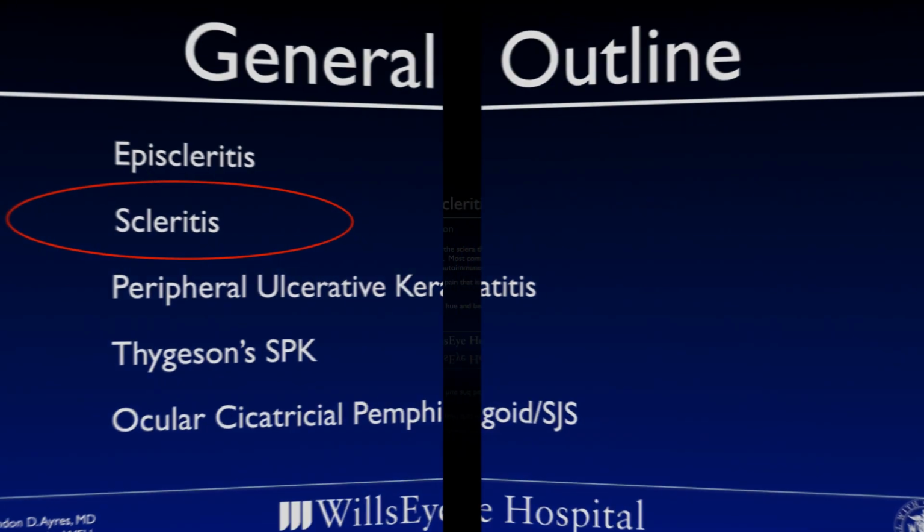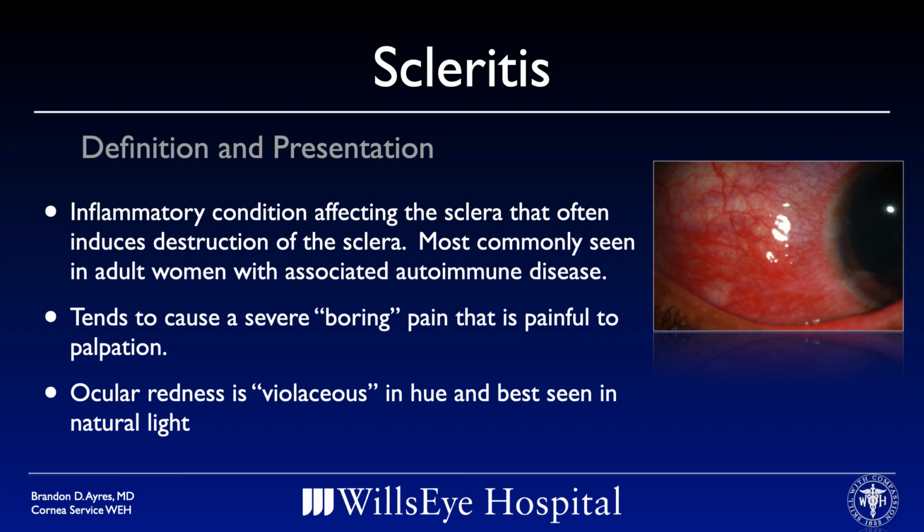Now, scleritis can be a different game. This is an inflammatory condition affecting the sclera that often induces destruction of the sclera. This is very commonly seen in people with autoimmune disease. And the presentation is much more violaceous, it's much more red, and it's got this horrible pain, and patients will jump right out of the chair if you start pushing on their eye when they have active scleritis.